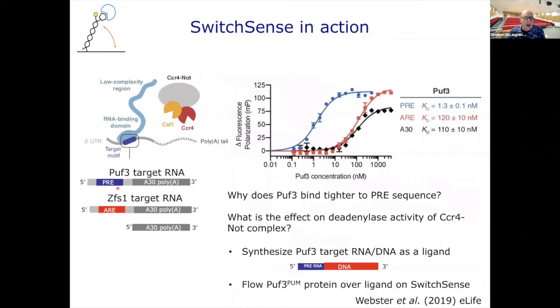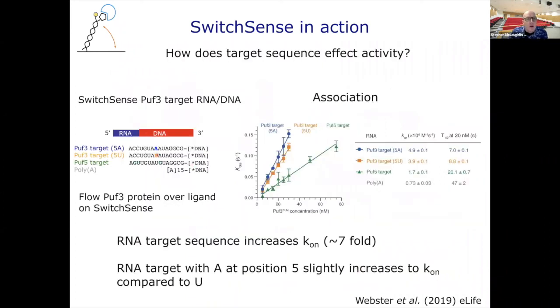So again, they made a sequence where they would make a DNA and RNA hybrid, which they could then put across onto switchSENSE. They also included a mutation, from adenine to uracil, and looked at the differences. If you flow across the one that's targeted to the Puf3, you can see this is the on rate. It's much, much faster than the off target. And if you change the adenine to uracil, you slightly change the binding. But really this on rate for the sequence was about 7-fold above just poly A.